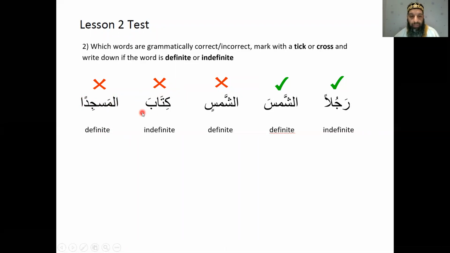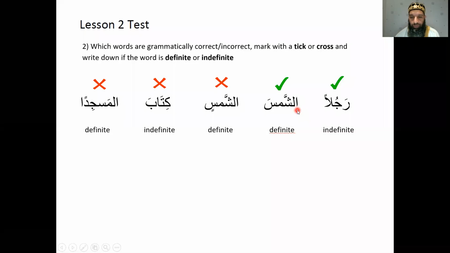Next one, kitaba. Why is kitaba wrong? It needs a double. It should be kitaban, because there's no al. So no al, you have a double ending. And it's indefinite because there's no al. Next one, ash-shamsi. Ash-shamsin. Why is ash-shamsin wrong? It needs a single kasra. Fantastic. And it is definite because it has the al.